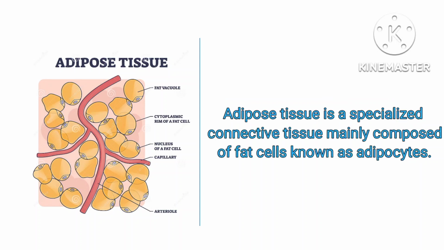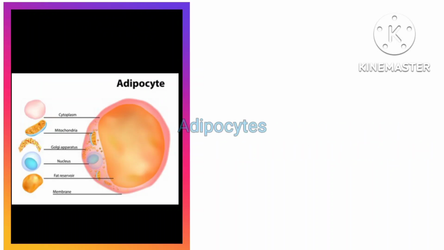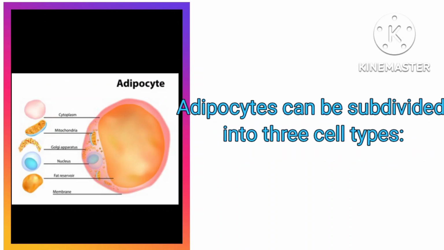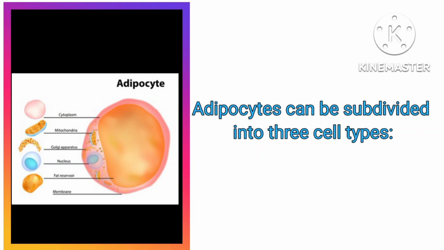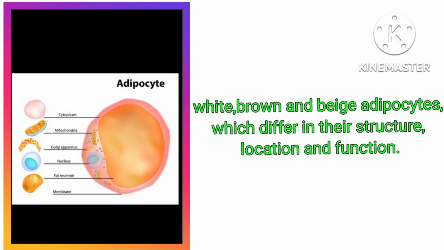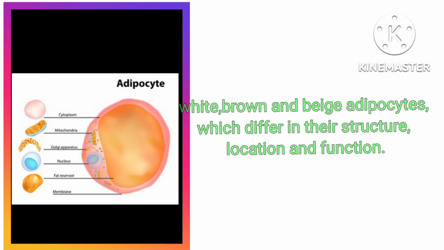Adipose tissue is a specialized connective tissue mainly composed of fat cells known as adipocytes. Adipocytes can be subdivided into three cell types: white, brown, and beige adipocytes, which differ in their structure, location, and function.